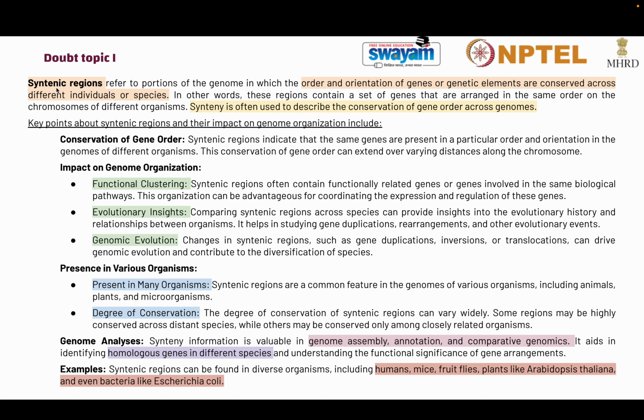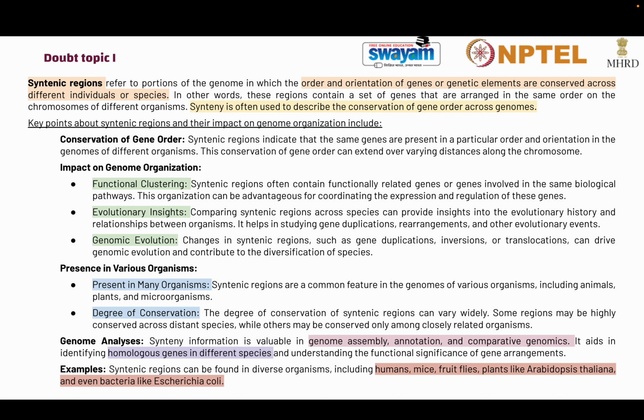So these syntenic regions can also be defined by comparing multiple species. And by comparing multiple species, you are saying which of the genes are in the same chromosome in all those species. So in that also you can define the syntenic region. So synteny is often used to describe the conservation of genes, gene order across the genomes. Now there are certain key points which you should always keep in mind.